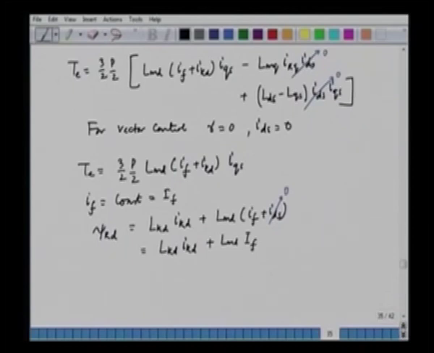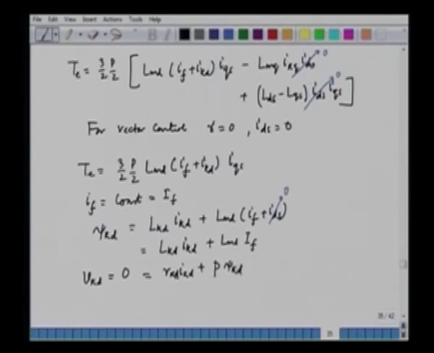We can write down the equation for the damper. The damper winding is a short circuited winding. There is no voltage applied in the damper winding. So VKD is equal to 0. It is a shorted winding. That is equal to RKD IKD plus P psi KD.